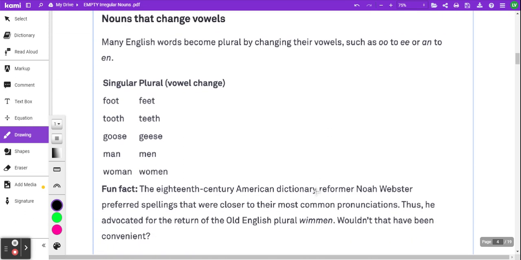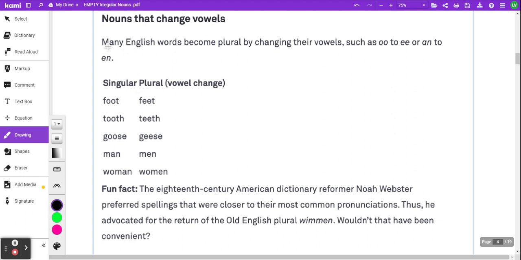Ahora, nouns that change vowels. So, hay algunos que van a cambiar los vocales. So, ustedes ven si hay un patrón. Do you notice a pattern? Foot, feet, tooth, teeth, goose, geese, man, men, woman, women. ¿Ustedes ven un patrón? Do you see a pattern? So, solo los vocales van a cambiar, right? Pero mira, aquí tenemos dos vocales y los dos cambian. They both change. So, foot to feet.